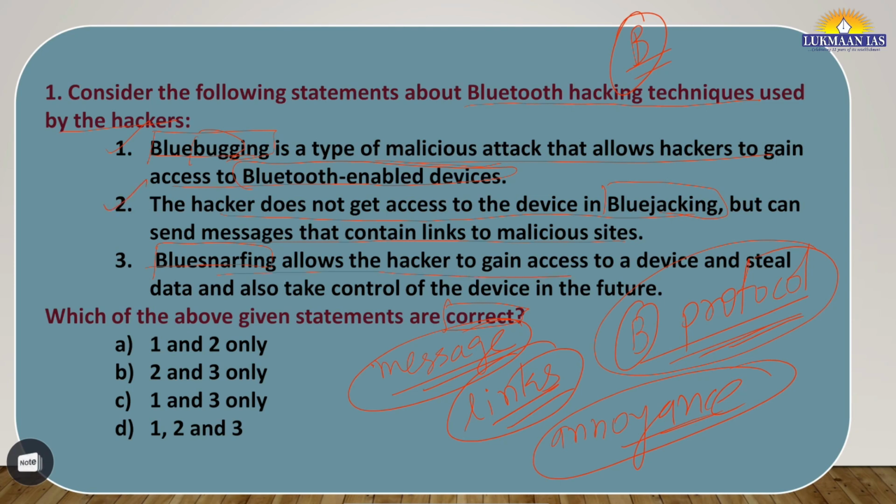Blue snarfing allows the hacker to gain access to the device and steal data and also take control over the device in future through a backdoor. So, this second statement is not right, the first statement part is right. So, we can say that this is incorrect. Rather, in bluebugging, in future also a similar kind of bug can be there through Bluetooth. It can enter through Bluetooth, but blue snarfing is not permanent. Once we debug it, it does not come again there. So, the third statement is incorrect. Here A is the correct answer.